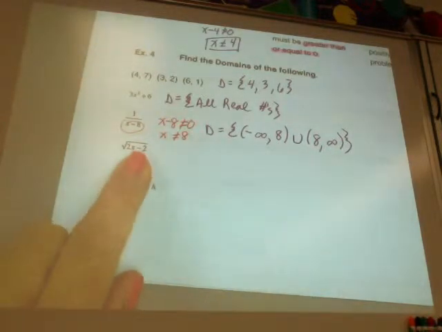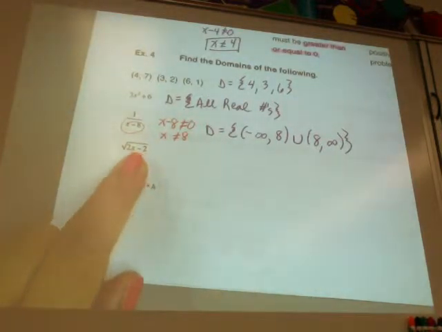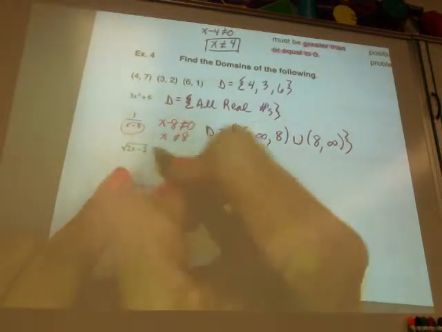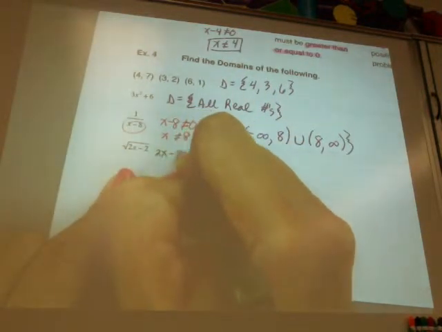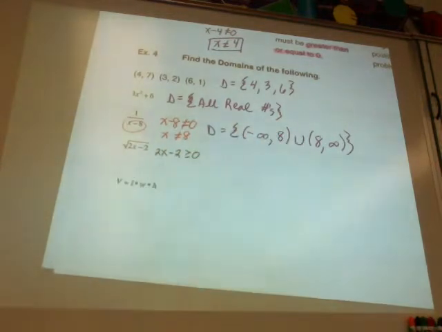Is this restricted? Yes. To what? Speak up a lot. Greater than or equal to 0, right? So only the part that's underneath the radical, not including the radical. So that can be greater than or equal to 0. So then solve for that.